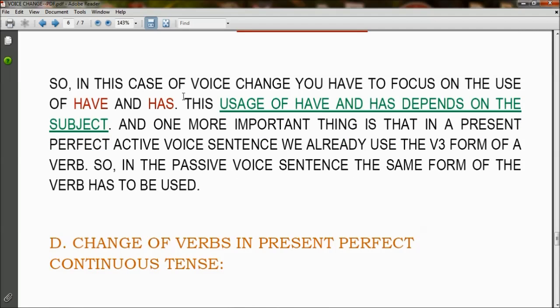So in this case of voice change, you have to focus on the use of have and has. As I already told you, this usage of have and has depends on the subject. And one more important thing is that in a present perfect active voice sentence, we already use the V3 form of a verb. So, in the passive voice sentence, the same form of the verb has to be used.